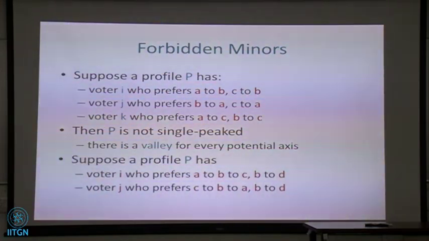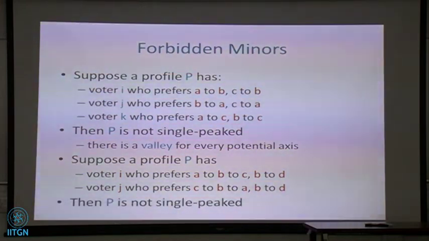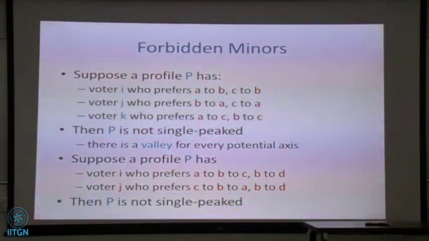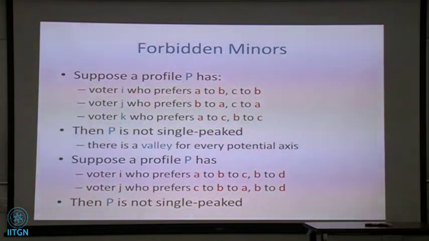Okay, now a somewhat more subtle story. Suppose you have a voter who prefers A and B to C and B to D, and another voter who prefers C and B to A and B to D. Now, this profile is also not single peaked. This is something you can verify by considering all possibilities: who can be last, or valleys, or whatever. It's a small 2x4 profile. You can argue that for any of the 4 factorial possible axes, it's not single peaked.